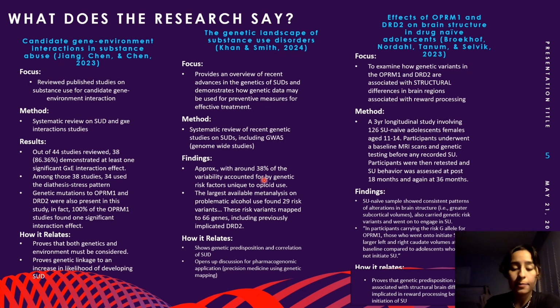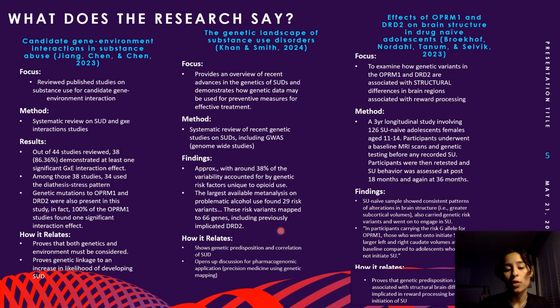So they found that around 38% of the variability was accounted for by genetic risk factors, all of those unique to opioid use, which I thought was interesting because of the graph that I mentioned before that found that there was a rise of opioid use and overdose deaths in the US.